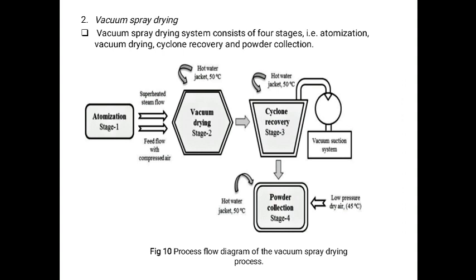Stage 1 is atomization. After atomization, superheated steam flow and feed flow with compressed air pass through the vacuum drying at stage 2. After vacuum drying, cyclone recovery takes place at stage 3, which is followed by a vacuum suction system. After cyclone recovery, the recovered powder is collected in stage 4 at lower pressure and a temperature of 45 degrees Celsius.